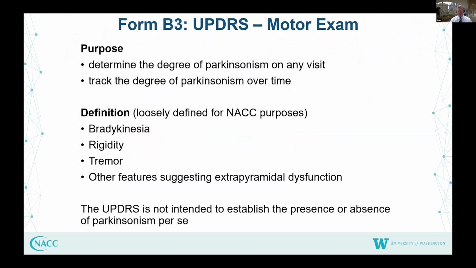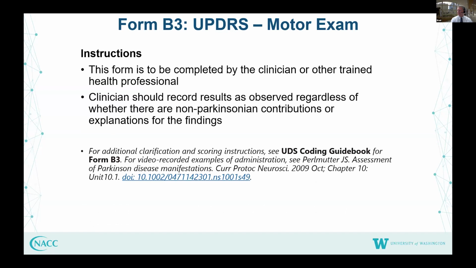The UPDRS is not intended to establish the presence or absence of Parkinsonism. It can be used to derive that, but that's a little bit debated. But again, it's to quantify the degree of Parkinsonism and track that over time. The instruction for this form is to be completed by the clinician or another trained health professional. And the clinician should record the results regardless of whether there are non-Parkinsonian contributions or explanations for the findings. I'll expand on that more in a minute.